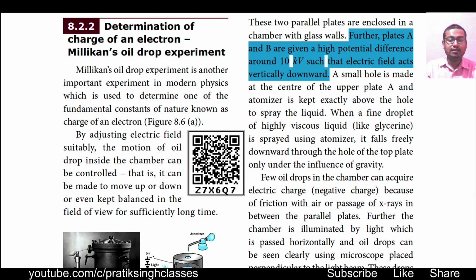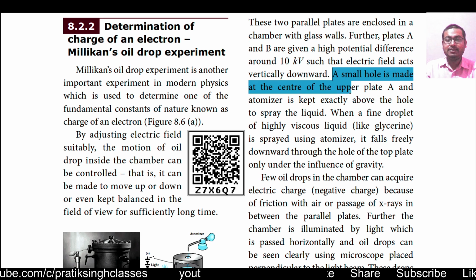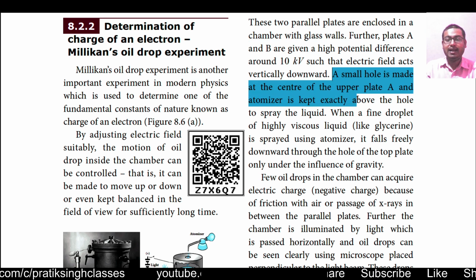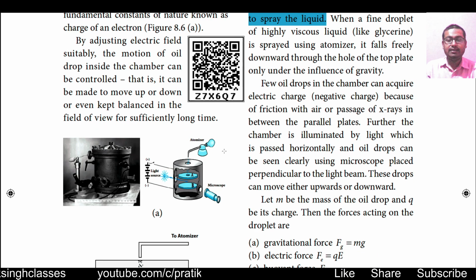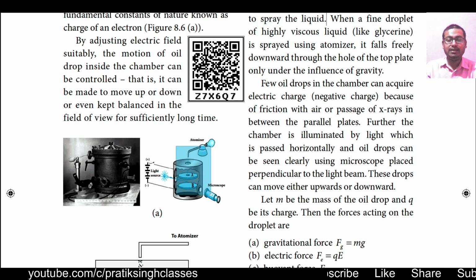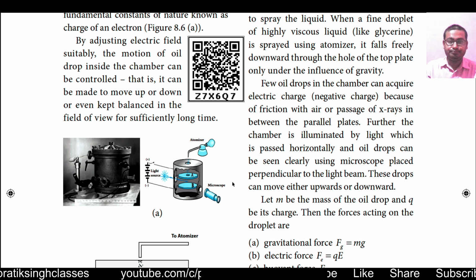Why it is taken downward, we will see here. A small hole is made at the center of upper plate A and the atomizer is kept exactly above the hole to spray the liquid. As you can see here, at the center of this cylinder, a small hole is made in such a way that when the oil drops come out of it, they get atomized, meaning very small droplets, and fall down.